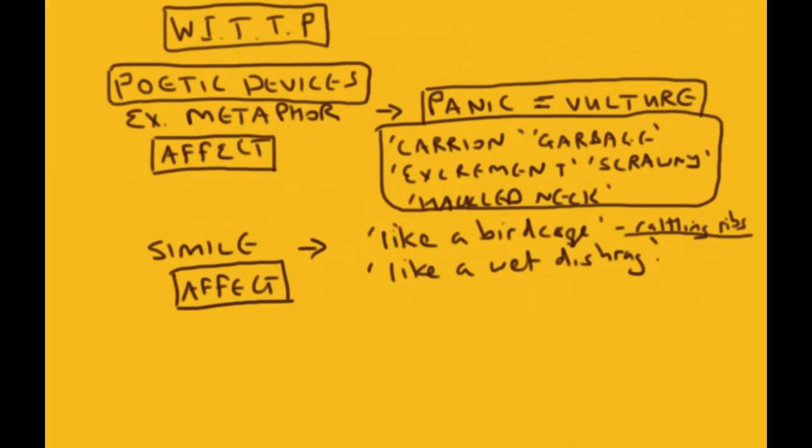Like a wet dish rag is in the context of wringing the vulture's neck. So in that sense, like a wet dish rag, if you can picture the image in your head when you wring the dish rag to remove the water, you're doing it with a lot of force. So wringing the neck of the vulture in that sense, is a very violent act. And that's the image that the poet wants us to have in our minds.